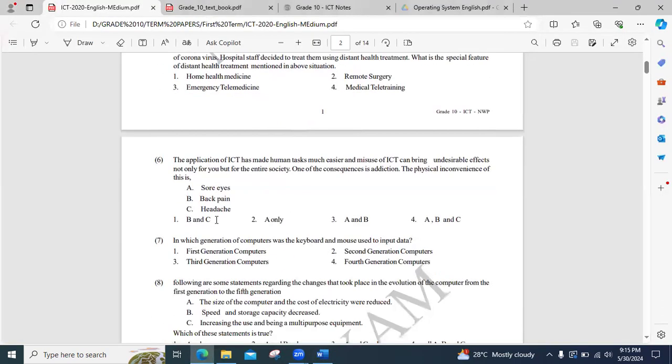So then the sixth question. The application of ICT has made human tasks much easier, and misuse of ICT can bring undesirable effects not only for you but for the entire society. One of the consequences is addiction. The physical inconvenience of this is sore eyes, back pain, headaches. So everything is possible because of this ICT. So sixth question, answer is 4.